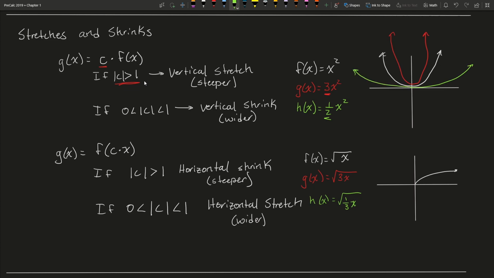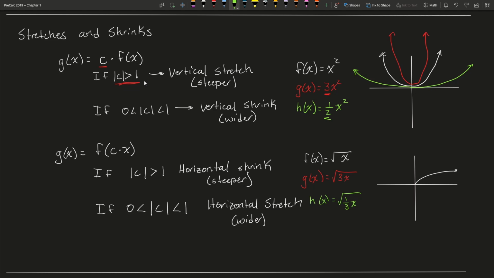The example in red is called a vertical stretch, because if we were to take both ends of the y-axis and stretch it apart, our parent function would get narrower. If we're multiplying by something between 0 and 1, it's called a vertical shrink, because if we were to take both ends of the y-axis and squish it together, our parent function would be a lot wider. So that's a vertical stretch and a vertical shrink.